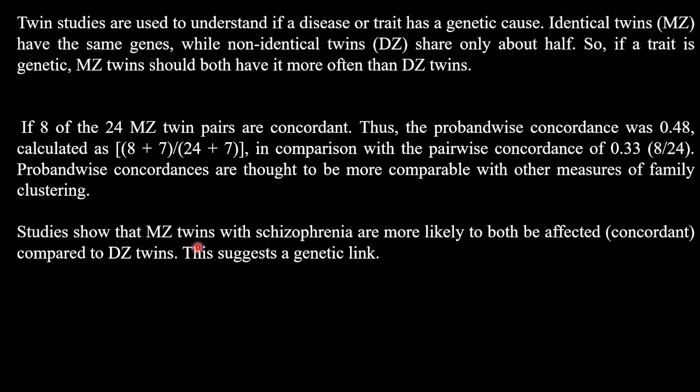Studies show that monozygotic twins with schizophrenia are more likely to both be affected compared to dizygotic twins, and this suggests a genetic risk. Whenever the concordance in the monozygotic twins is more than in dizygotic twins, it means it is because of the genes. Otherwise, it should be similar because monozygotic or dizygotic, they are sharing the same environment. If it is because of the environment, it should be the same. But because the concordance is high in monozygotic twins, you can say it is genetic in nature.